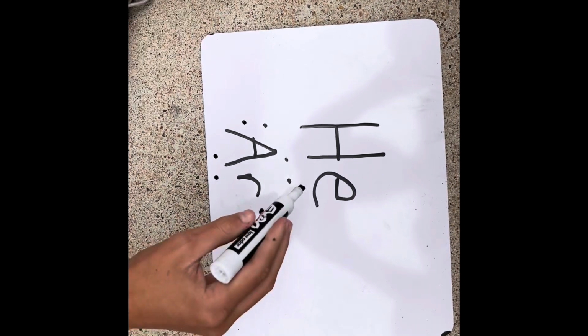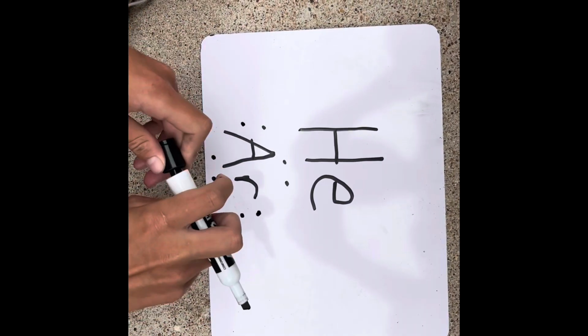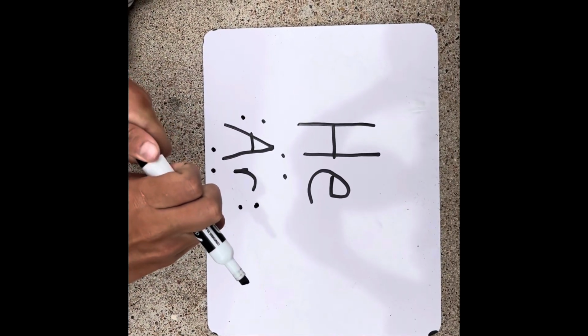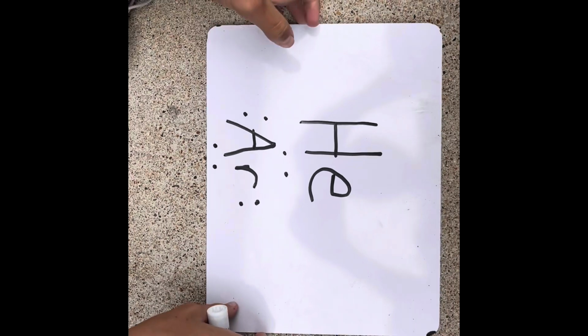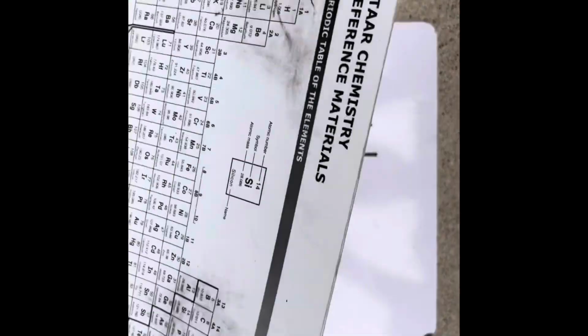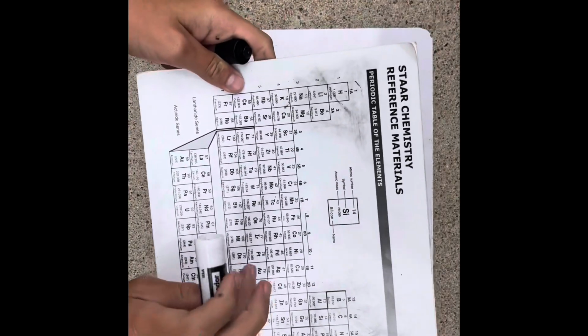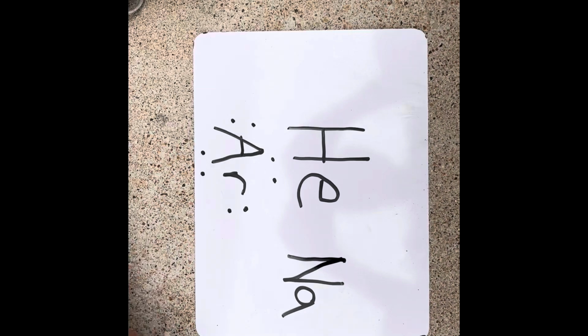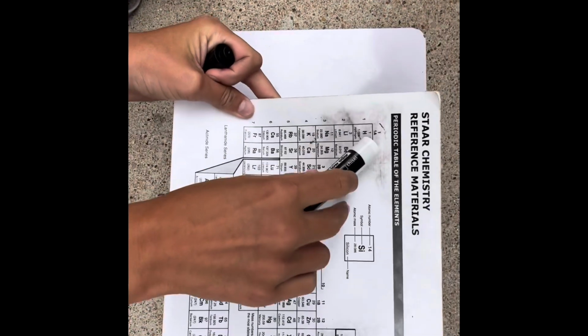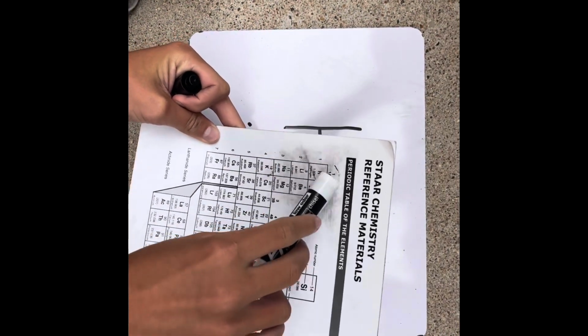But helium is a little bit different because helium only has 1 electron shell, and it can only hold 2 valence electrons until it's full. And now if you look at any other element on the periodic table, we'll go with sodium. Sodium's symbol is Na, and normally you would follow the valence electrons. So this is in row 1, so it would only have 1 dot up here at the top.